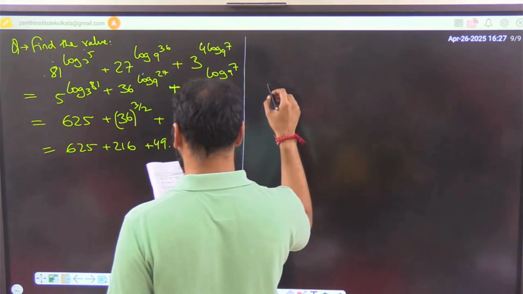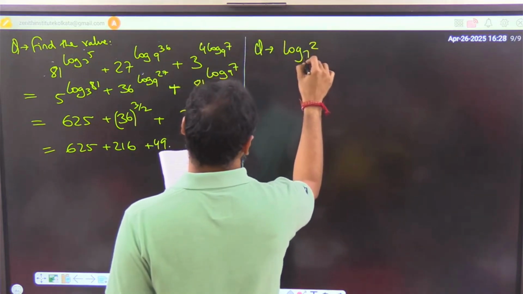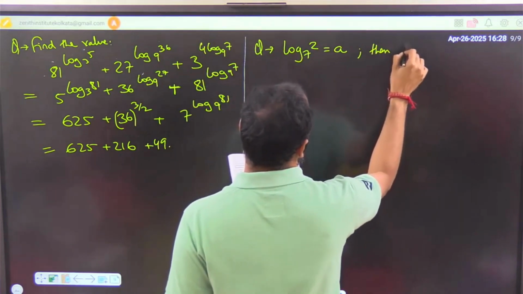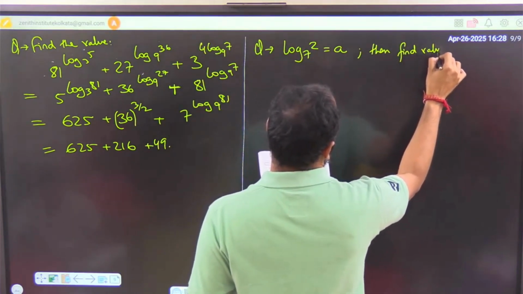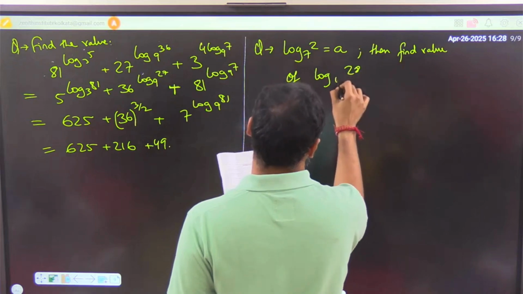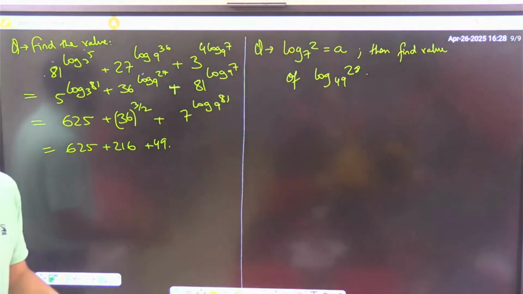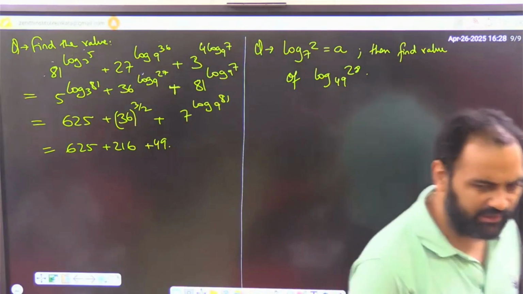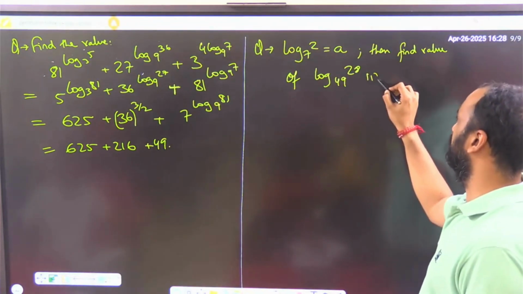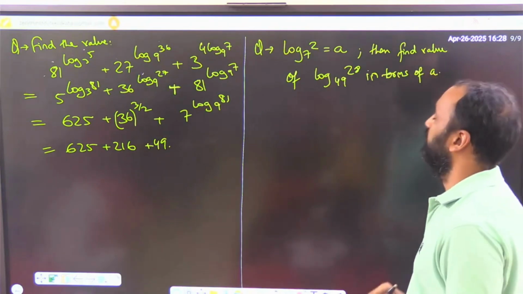Okay, next. If log 2 to the base 7 is A, then find the value of log of 28 to the base 49 in terms of A. Find the value of it in terms of A.